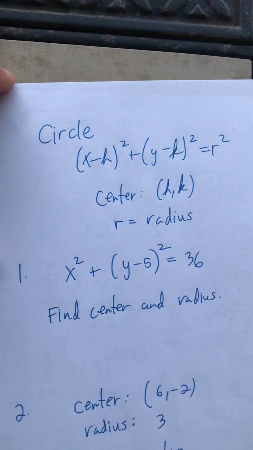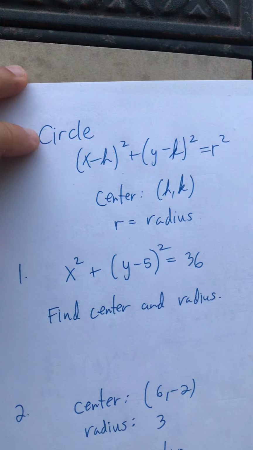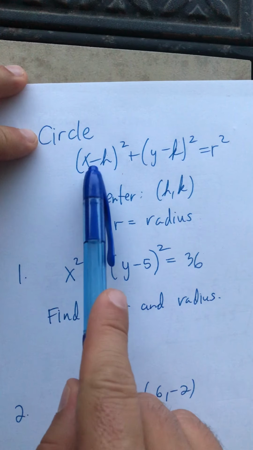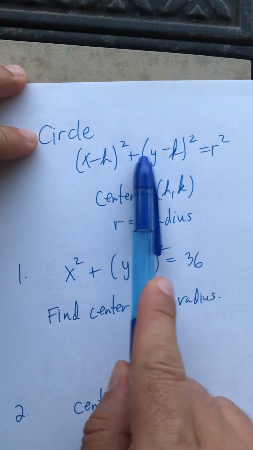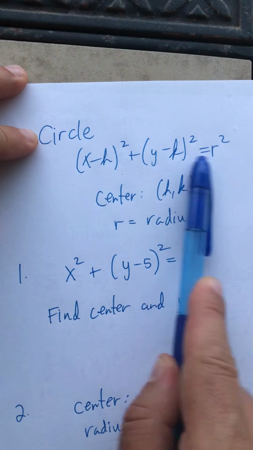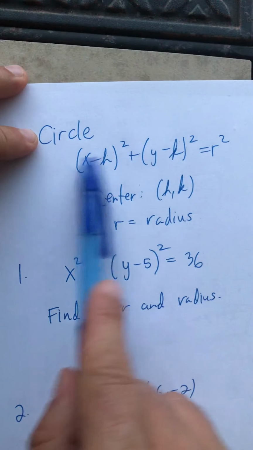We're moving on from ellipses and moving on to circles. So circles, it's actually much easier than ellipses. Here's the equation of a circle. (x - h)² + (y - k)² = r². This is the standard form for an equation of a circle.